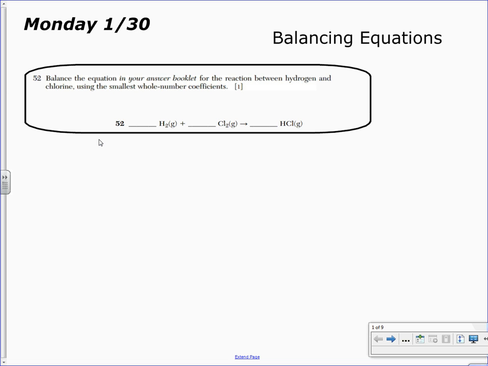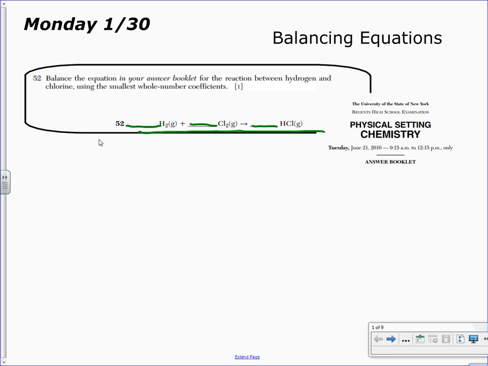And this question that you see in front of you says balance the equation in your answer booklet for the reaction between hydrogen and chlorine using the smallest whole number coefficients. And then in the answer booklet, you would have something that looks like this. You have the reaction actually written out, and there are lines in front of each molecule to allow you to balance it. This is a question from a recent Regents exam. The kids who took this class last year faced this question as question number 52 on their Regents exam.